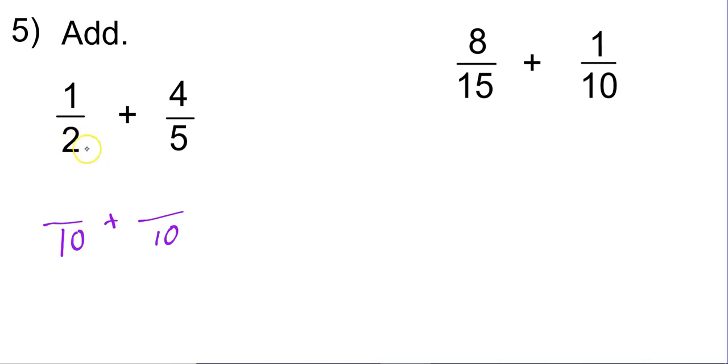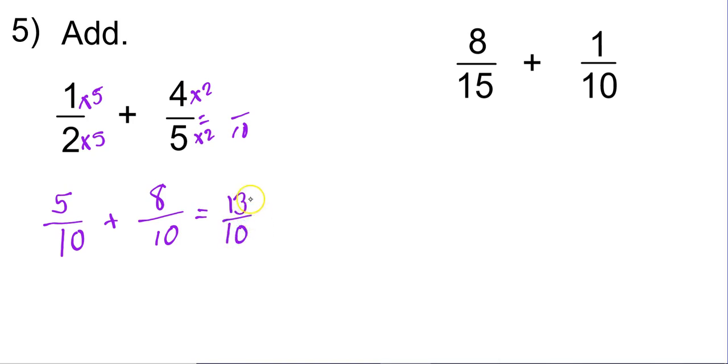So for the 2 to turn into a 10, we multiply by 5. Do the same thing to your numerator, and our fraction is 5/10. For 5 to multiply to get to a 10, you multiply by 2. So 4 times 2 is 8, and our fraction is 8/10. So 5/10 plus 8/10 is 13/10.